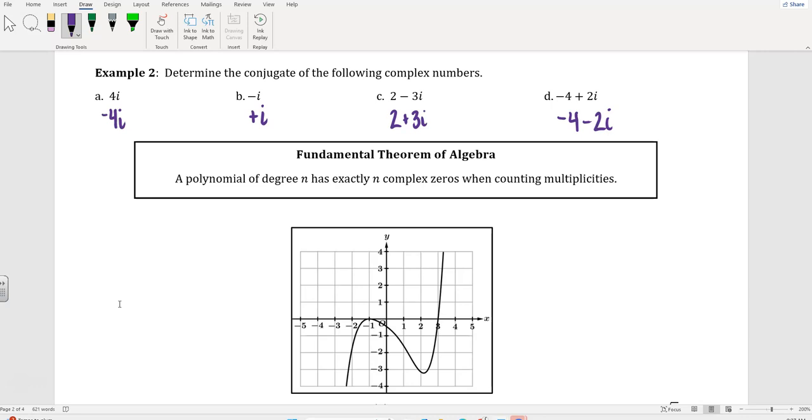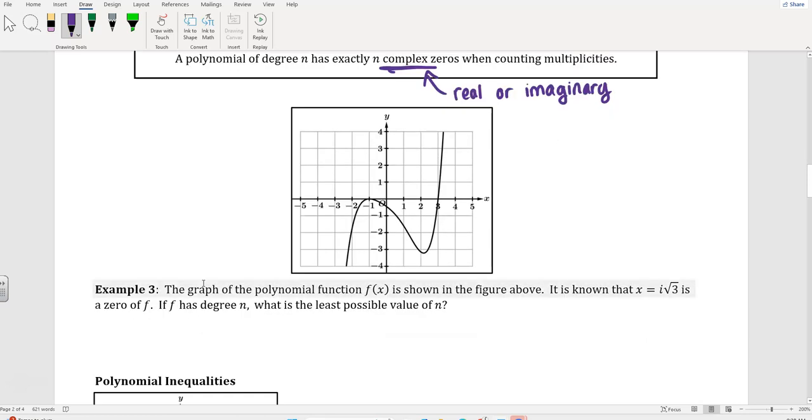Now, this word complex right here does not mean that the values have to be imaginary. This could be real or imaginary. So you can just think of it as all total zeros. So let's look at some of the types of problems you'll see for the fundamental theorem of algebra.